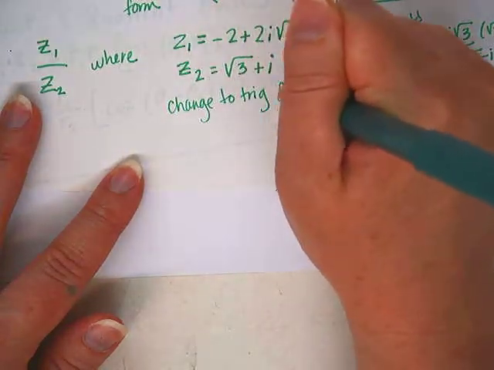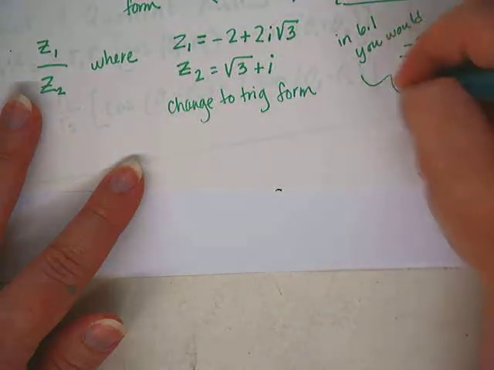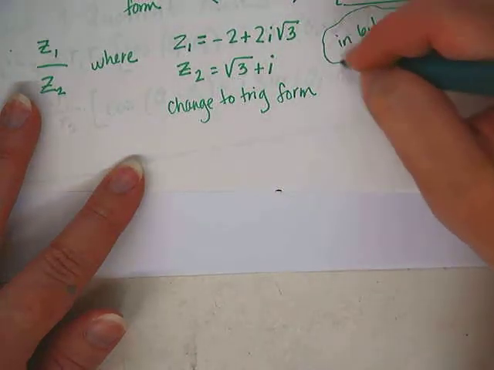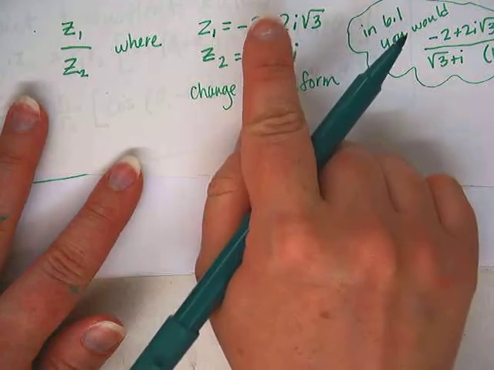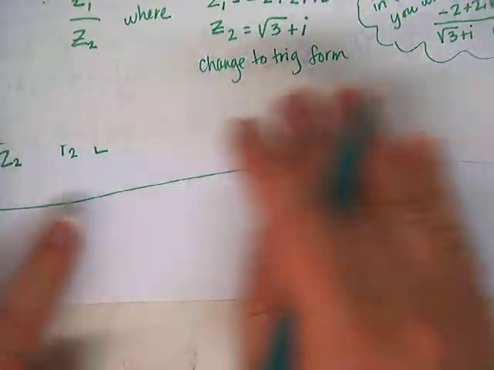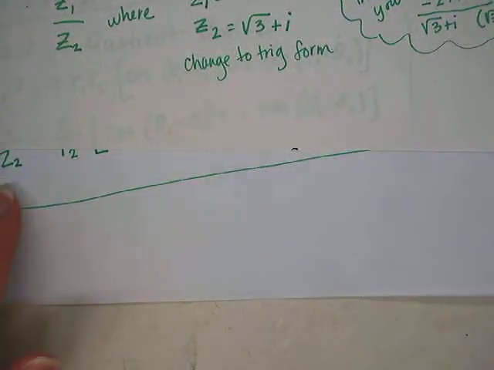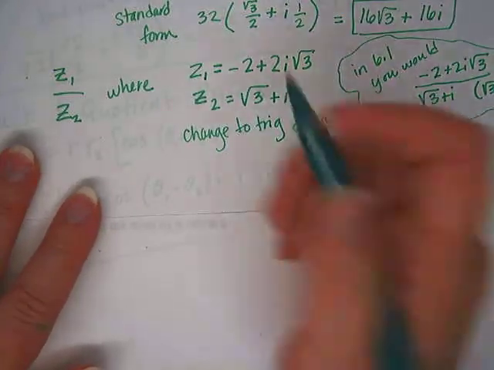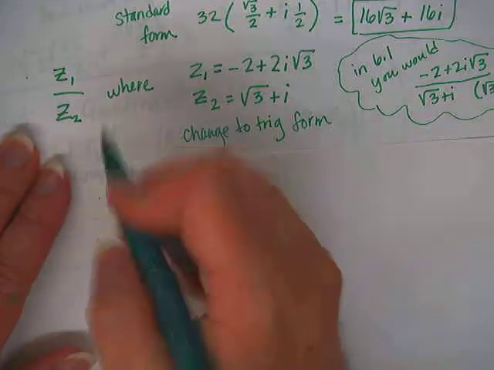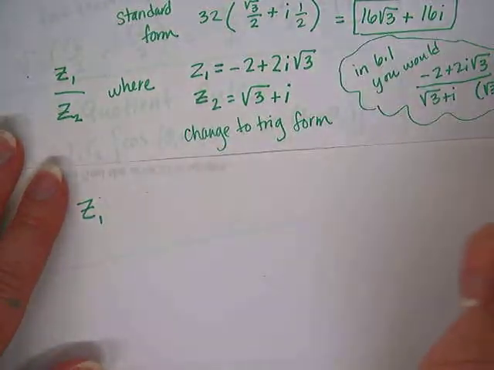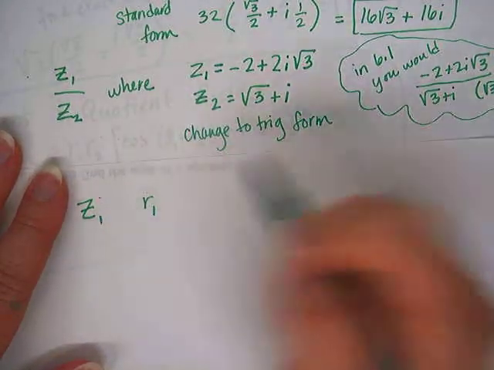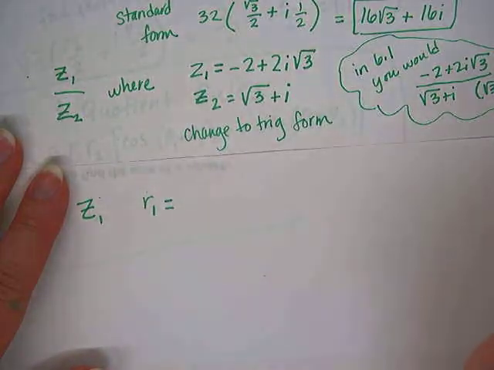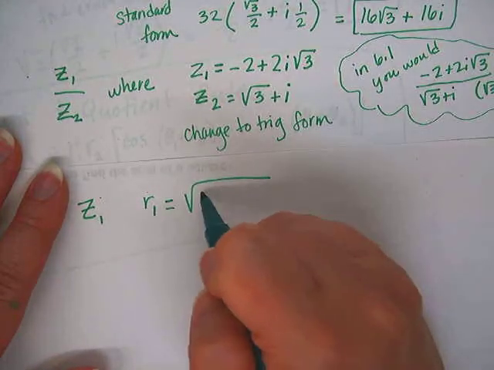Okay. Instead, what we're going to do is change them to trig form. So that's just a little side note there. We're going to change these to trig form, and then we're going to use the other formulas. All right. So let's start with z1.